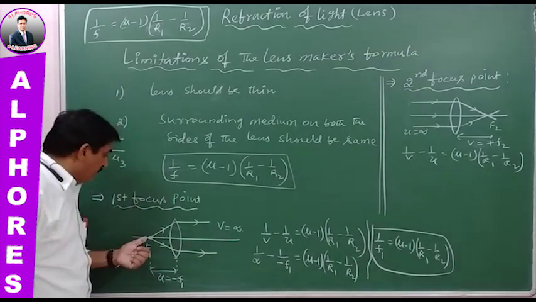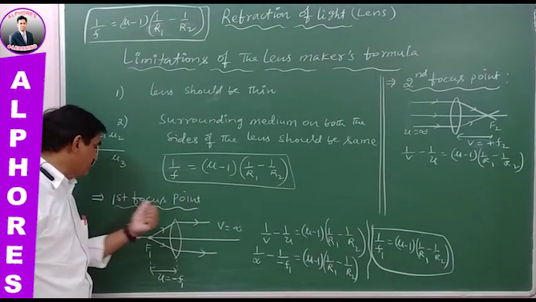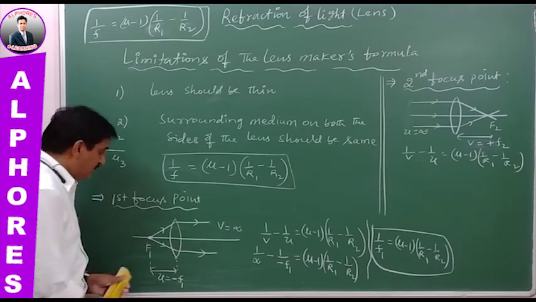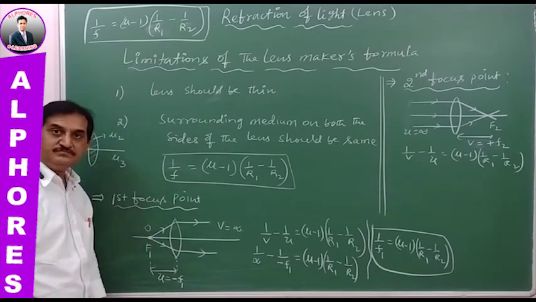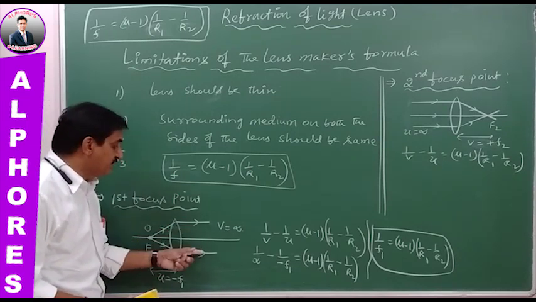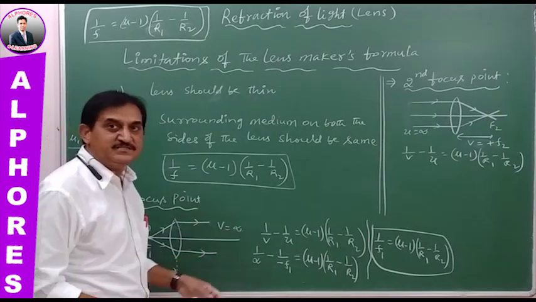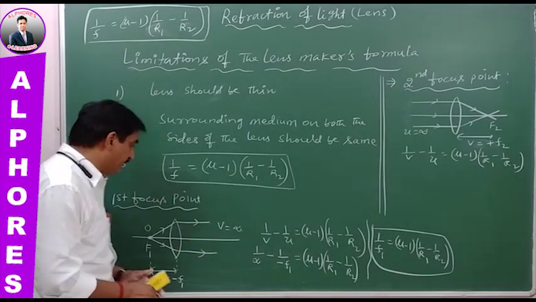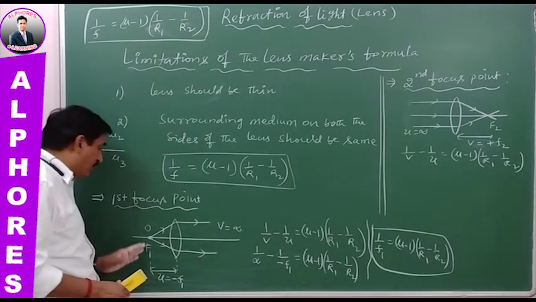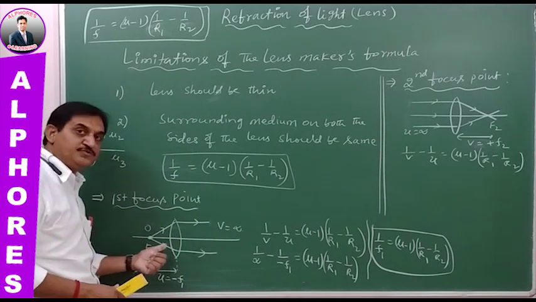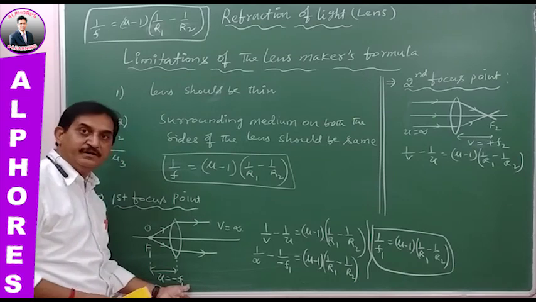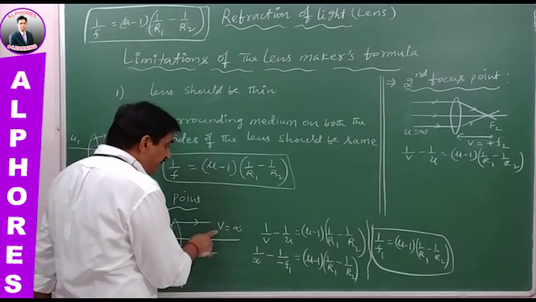So here, first focus point. How do you get the first focus point? When an object is kept at the focus point such that after refraction the light rays are parallel to the principal axis, its corresponding image goes to infinity. Means, when the image goes to infinity, the corresponding position of the object is said to be the first focus point, which is taken as u, the object distance, equal to minus f1 by sign convention, and v is infinity.